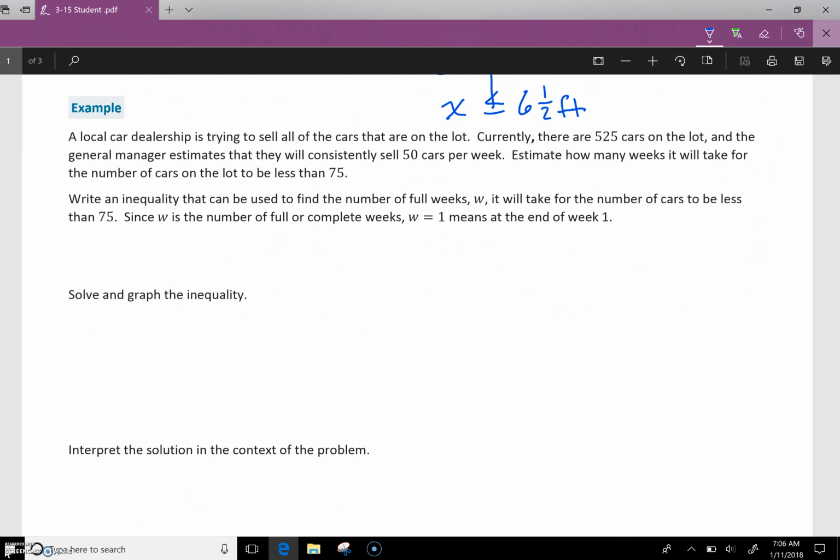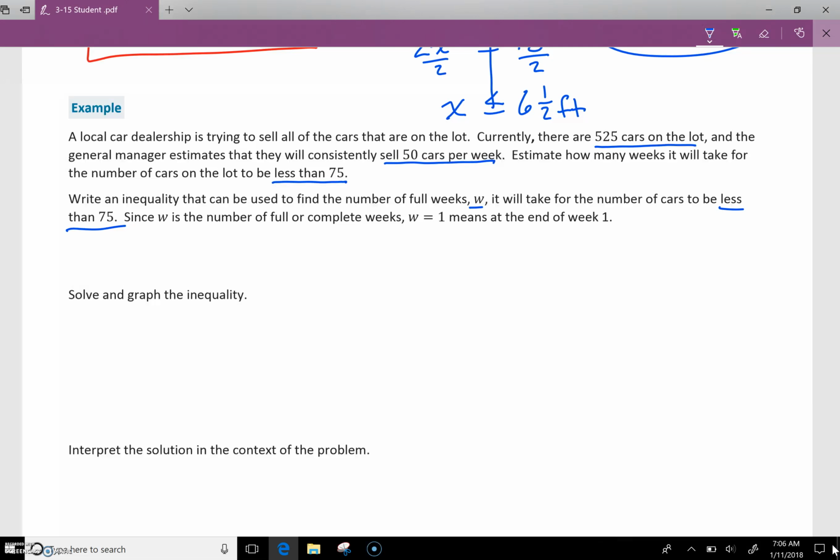A local car dealership is trying to sell all the cars that are on its lot. Currently, there are 525 cars on the lot, and the general manager estimates that they will consistently sell 50 cars per week. Estimate how many weeks it will take for the number of cars on the lot to be less than 75. It says write an inequality that can be used to find the number of full weeks, W, it will take for the number of cars to be less than 75. Since W is the number of full or complete weeks, W equals 1 means the end of the first week.